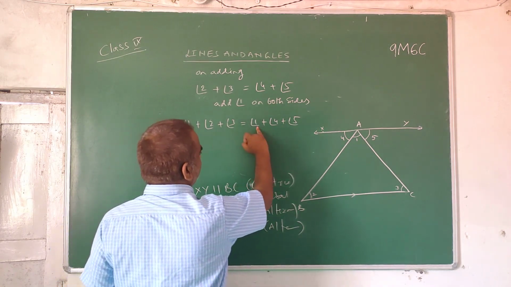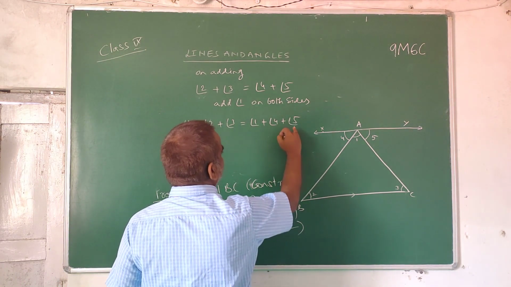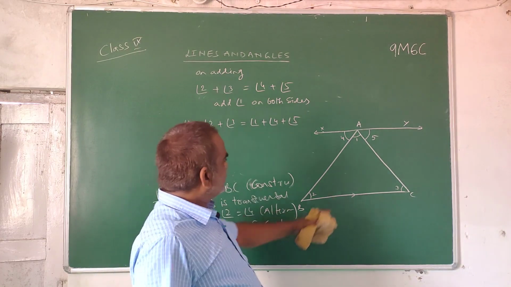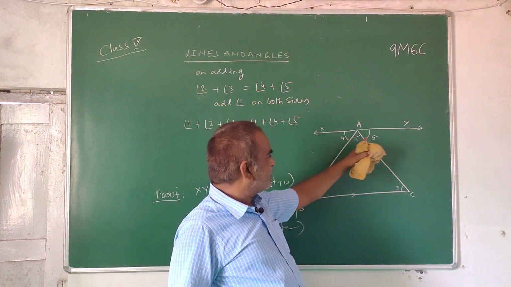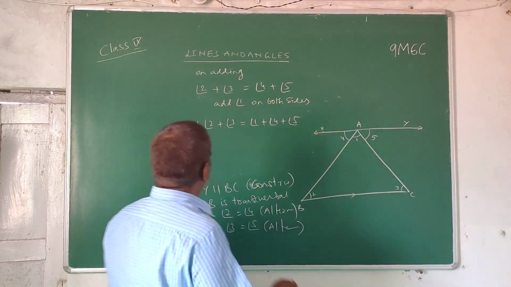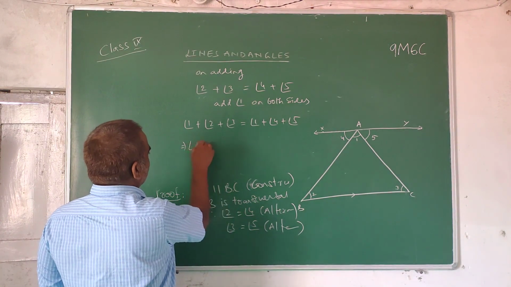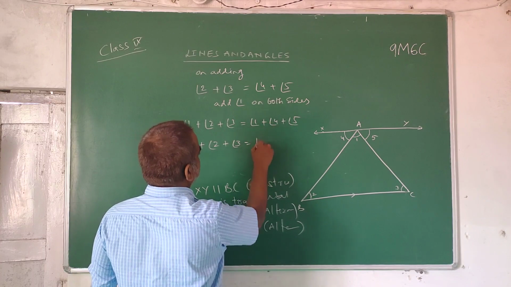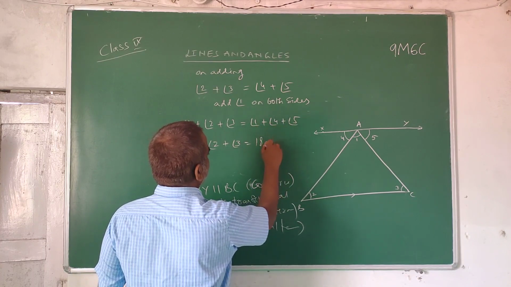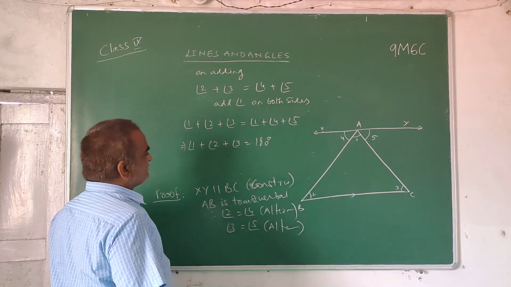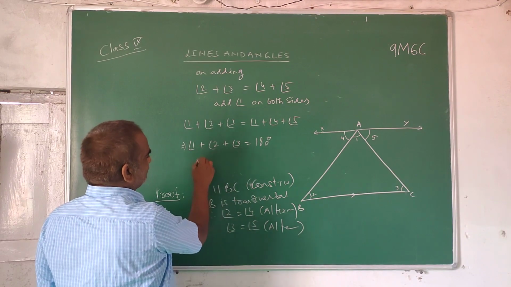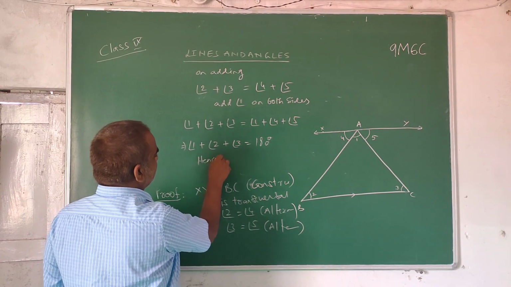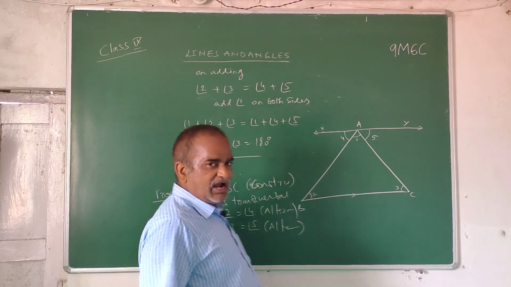But if you add these three angles, angle 1, angle 4, angle 5, a straight angle will be formed. So angle 1 plus angle 2 plus angle 3 is equal to a straight angle. The sum of these three angles is a straight angle, so 180 degrees. So angle 1 plus angle 2 plus angle 3 is 180 degrees. Hence proved. Understood?